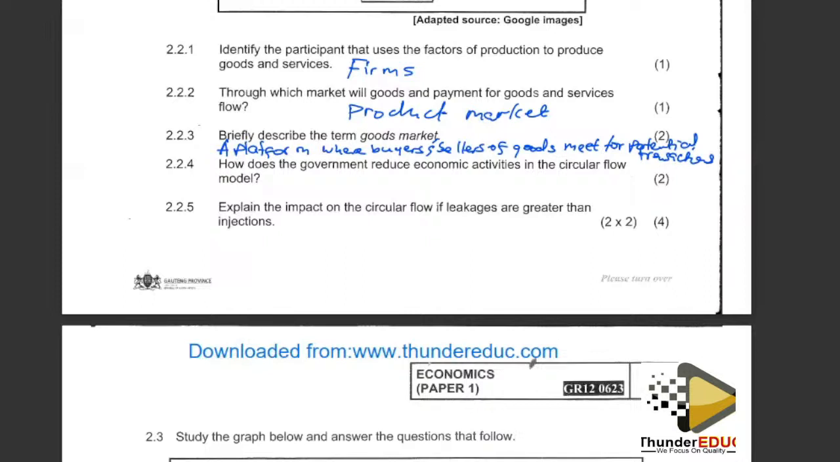Okay, right. So now in this regard, the question wants us to take into account how the government reviews economic activities in the circular flow model. So in this regard, the government normally puts what you call a budget surplus that will lead to less spending in the economy. So now here we're saying that the government budget surplus will lead to less spending in the economy.